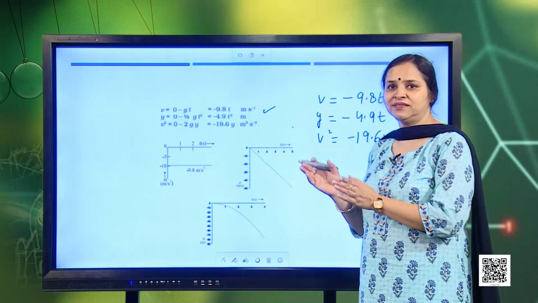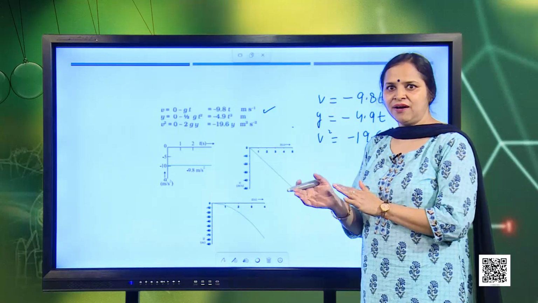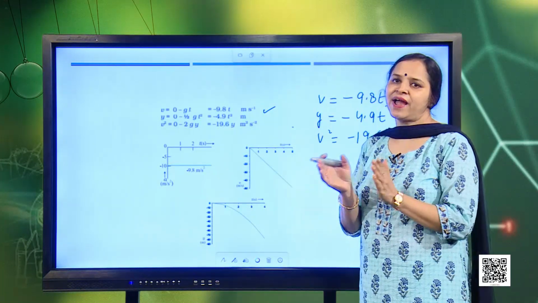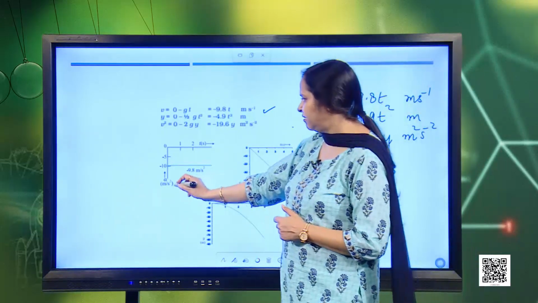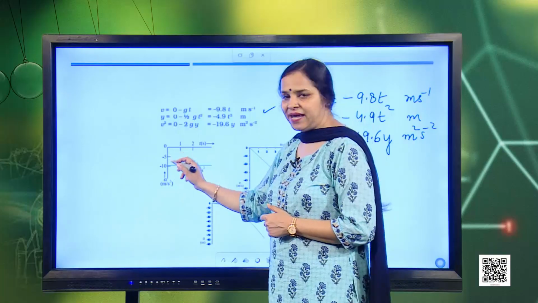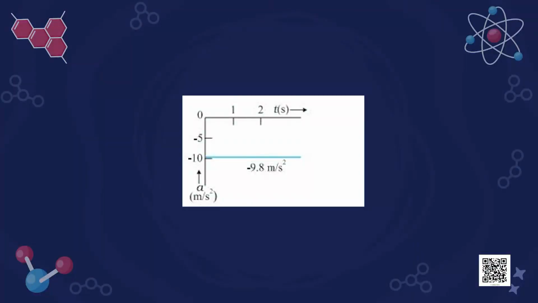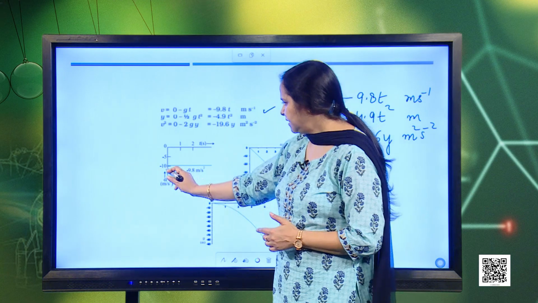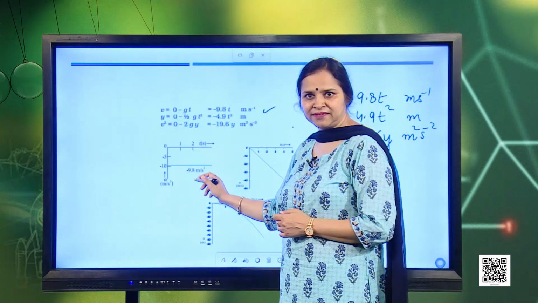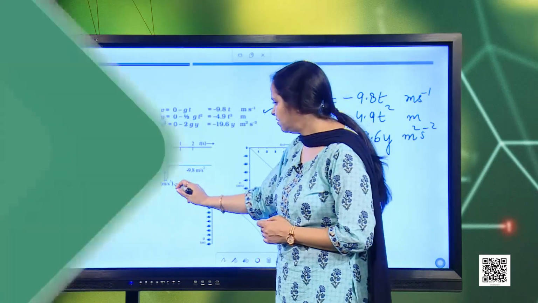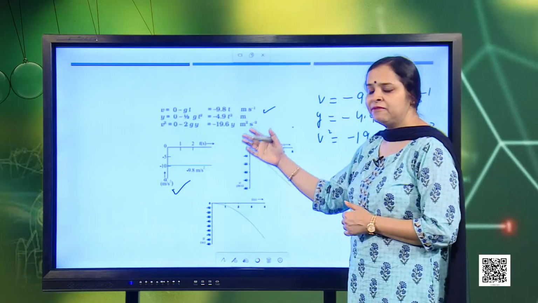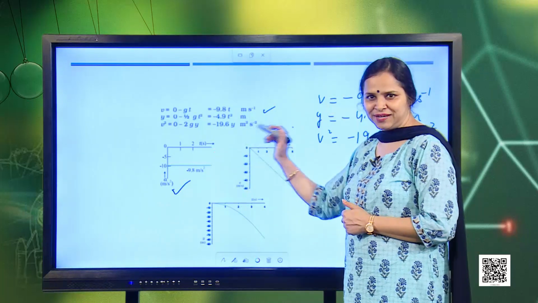Now, how to plot the velocity time graph, the displacement time graph, and the acceleration time graph. Starting with the acceleration time graph, the value of a is minus 10 throughout the motion. The value of a is uniform throughout the motion. So it is a straight line parallel to the time axis in the negative direction. This is the graph you will obtain when you plot the acceleration time graph.